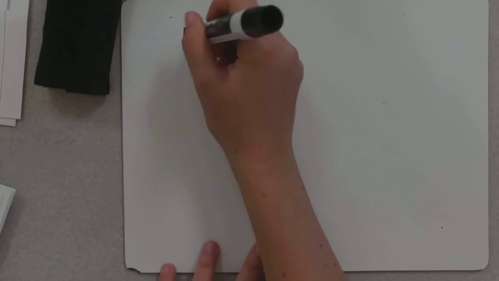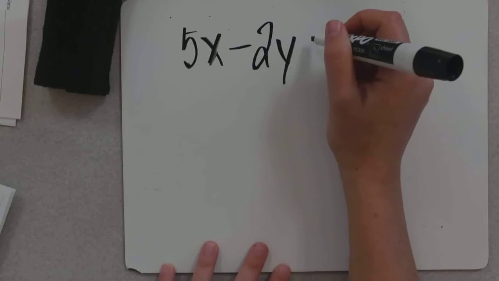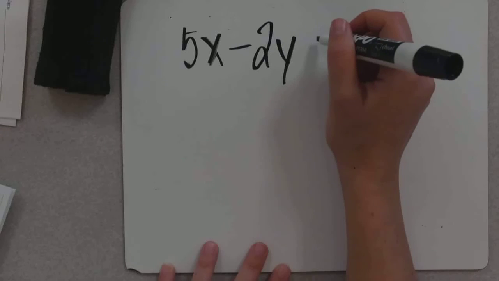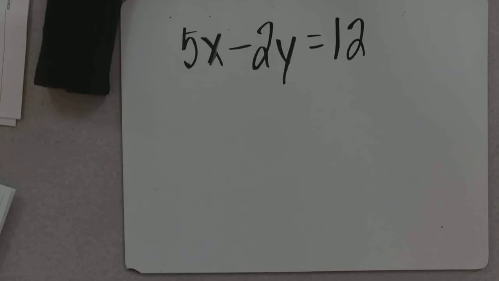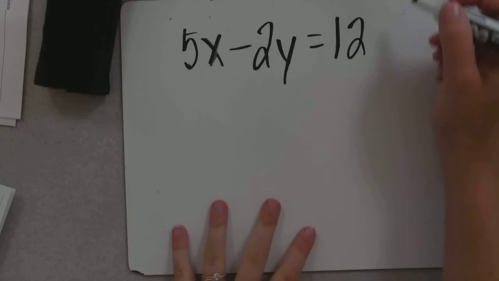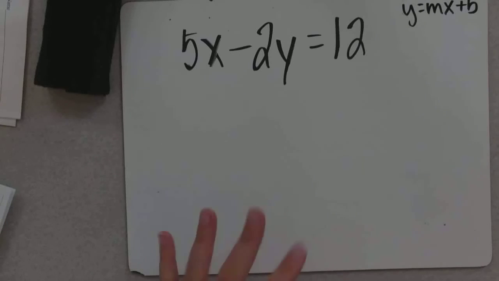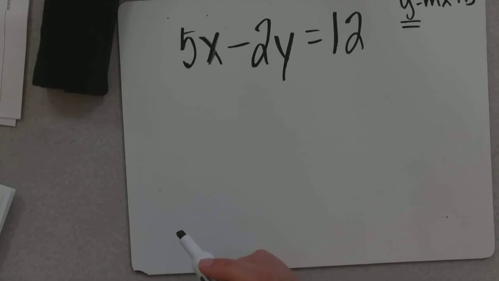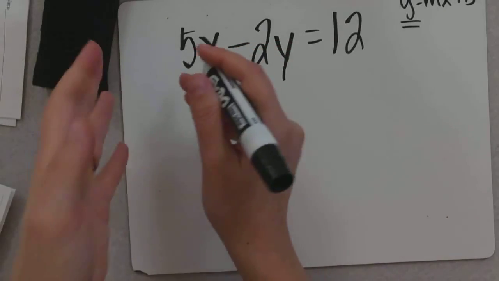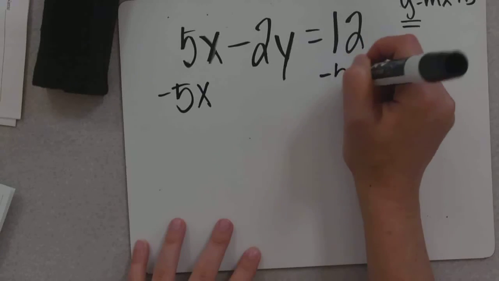And let's do our last example. Okay, so now I'm going to give you the equation of the line in standard form, and you're going to convert it back to slope-intercept form. So we want to get to y equals mx plus b. That's the form that we want to change this to. So we have to get the y value alone. So the first thing I'm going to do is move my 5x to the other side. So I'm going to subtract 5x from both sides.